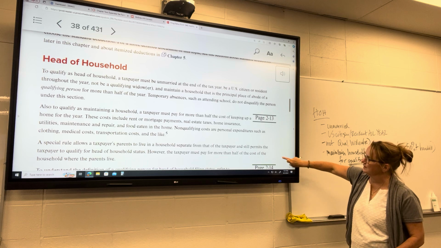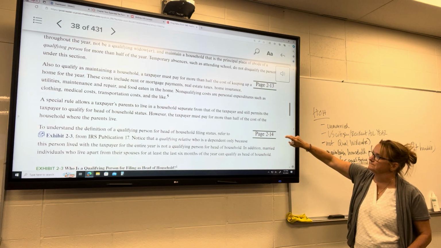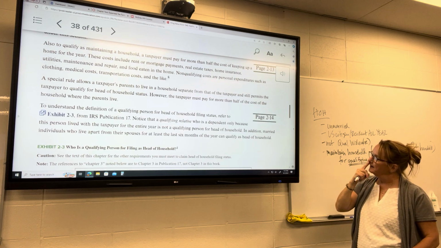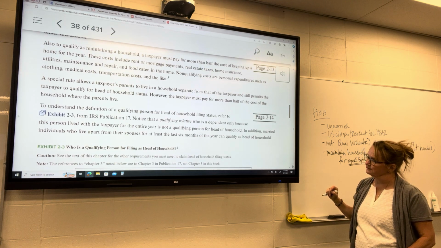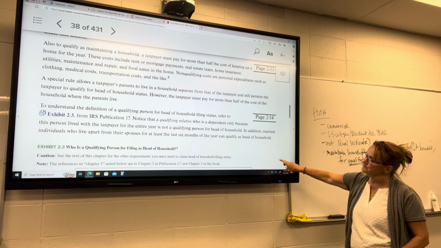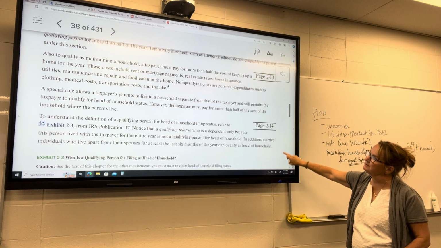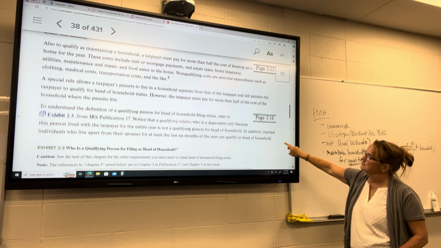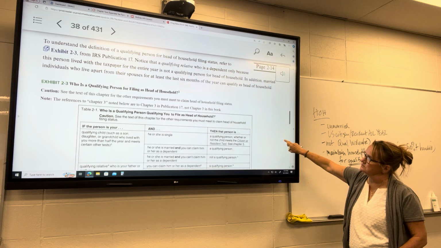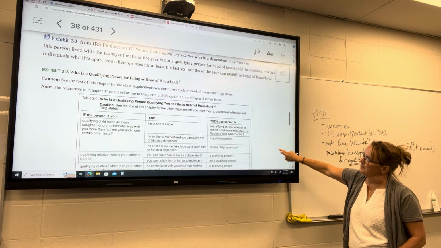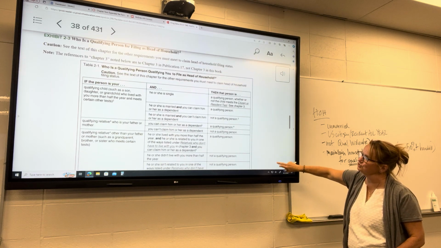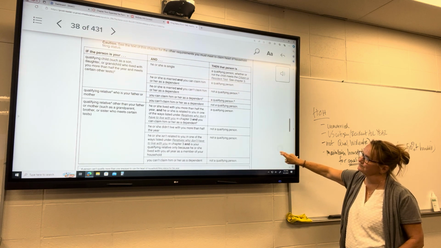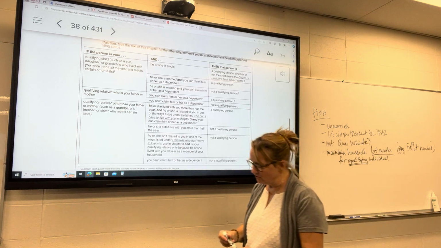I'm going to come back to this for a second. Now we want to talk about the definition of a qualifying person. Did we talk about that here? I think we go through this. There's a handy dandy little chart here that goes through who is a qualifying individual. So, you have to start with the relationship.